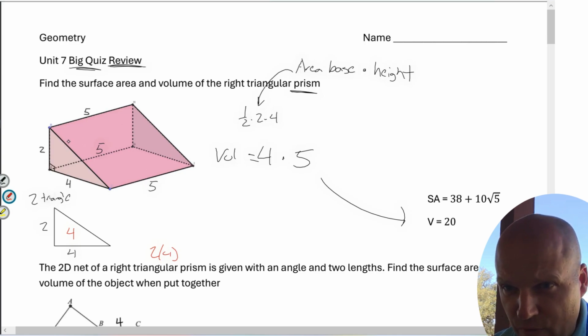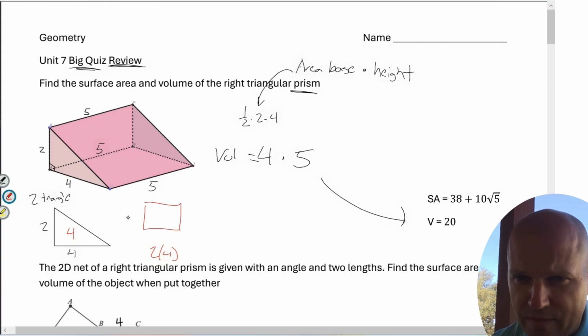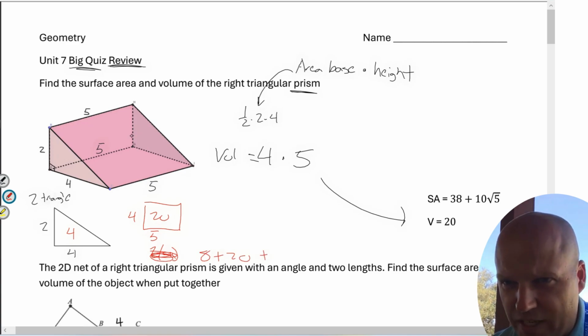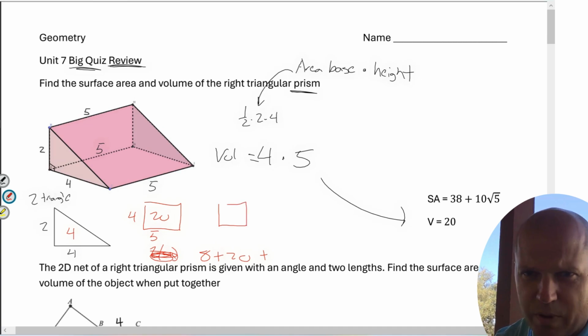And I have one rectangle that's a 4x5. That's the rectangle on the bottom, so that's going to be a 20. So I have an 8 plus a 20 plus this rectangle on the outside, which is a 2x5. So that's a 10. And then I need this rectangle up on the top.